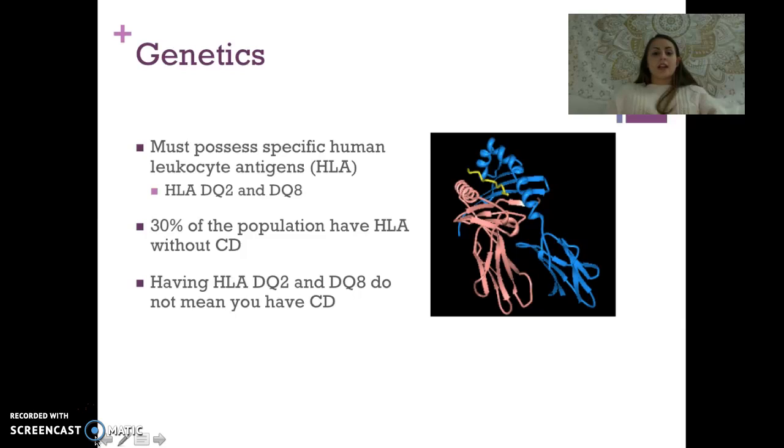So let's talk about the genetic components of celiac disease. In order for an individual to develop celiac disease, they must have a genetic predisposition. They must possess the specific human leukocyte antigens, or HLAs, DQ2 and DQ8. 30% of the population possess this allele. However, not every person who possesses these alleles develops celiac disease, so it goes hand in hand with the second component of developing it.